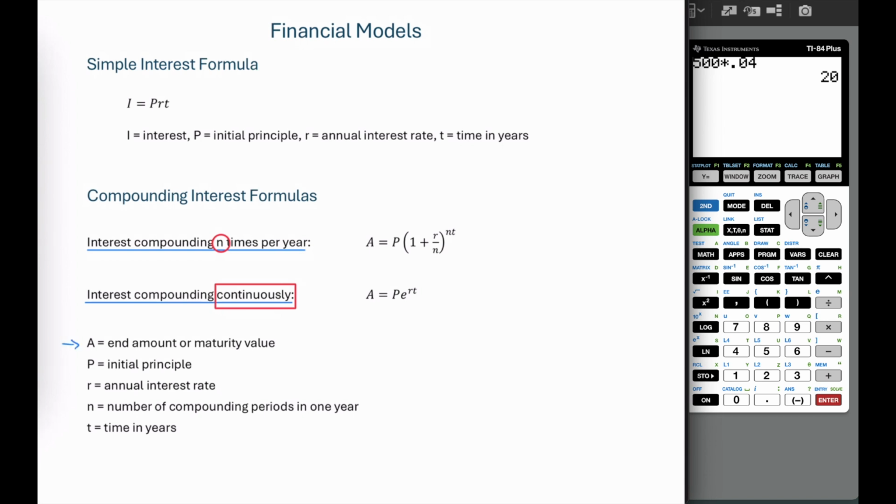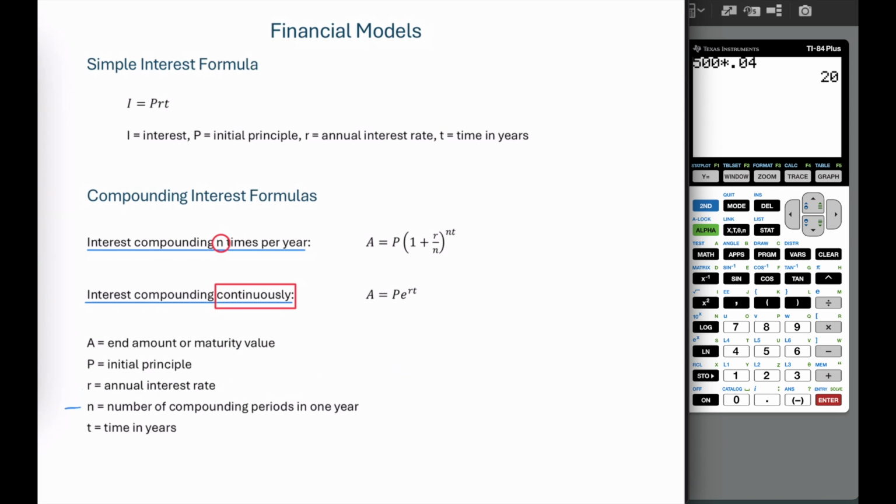We have A, which represents the maturity value or end amount. Essentially, this is what the initial principal grows up to be. And that brings us to P, which is the initial principal, or the amount that was initially invested or borrowed. R is the annual interest rate, and we are going to be focusing on the amount of interest that accrues in 1 year. We will need to make sure that those interest rates are converted to a decimal.